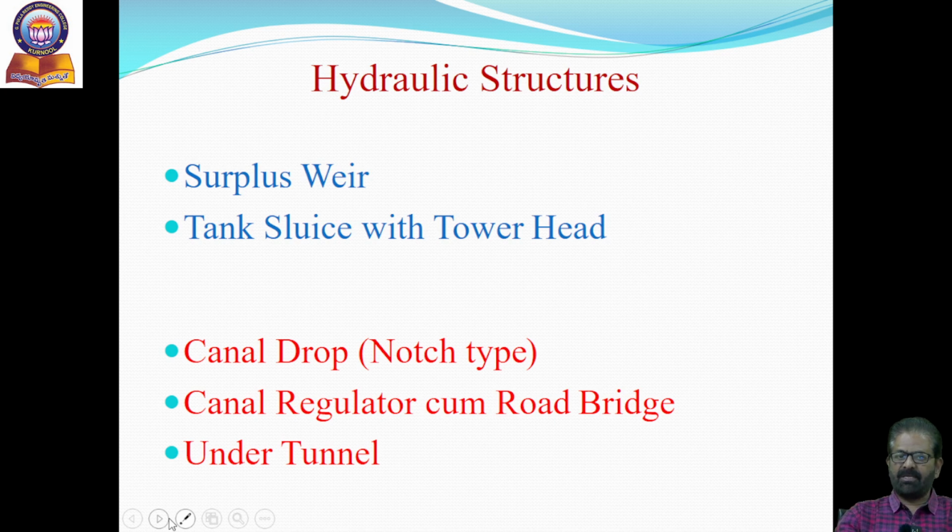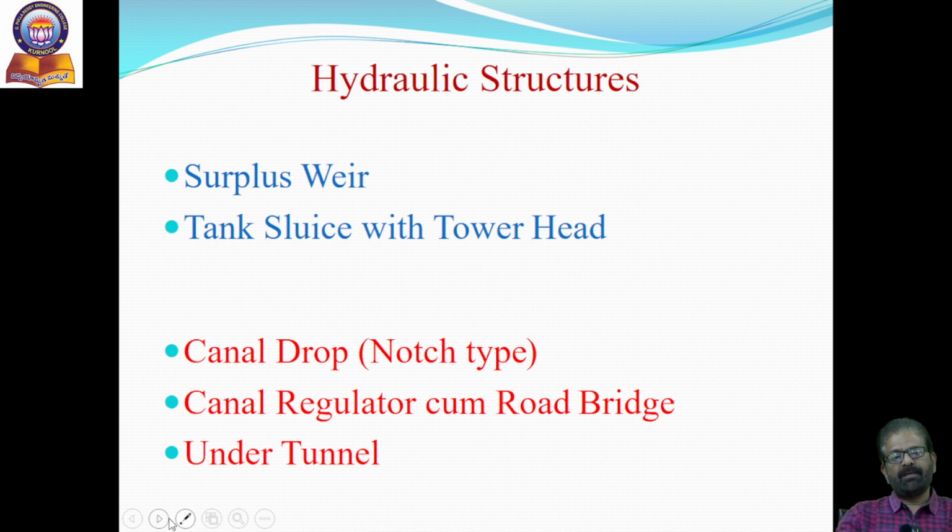So we can see in a number of cases, like regulator cum road bridges for any canal system like the KC canal system or HNSS canal system, etc. So a number of such types of structures can be observed. And the third one is the under tunnel.